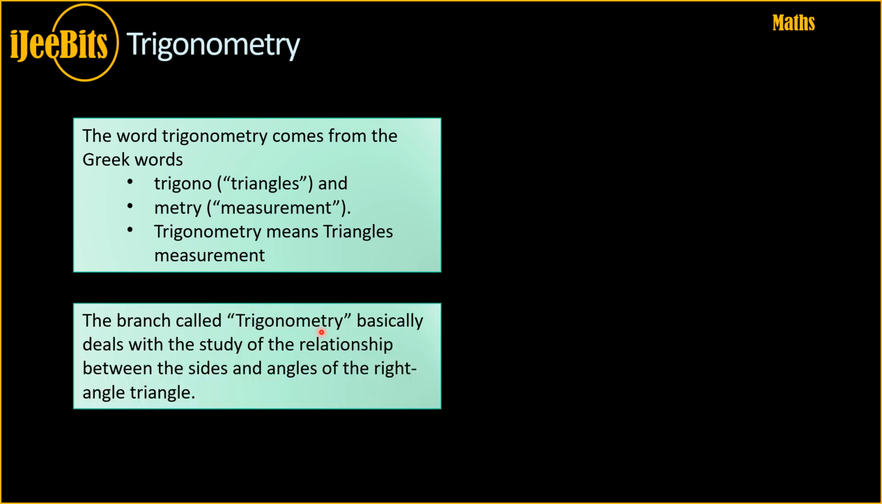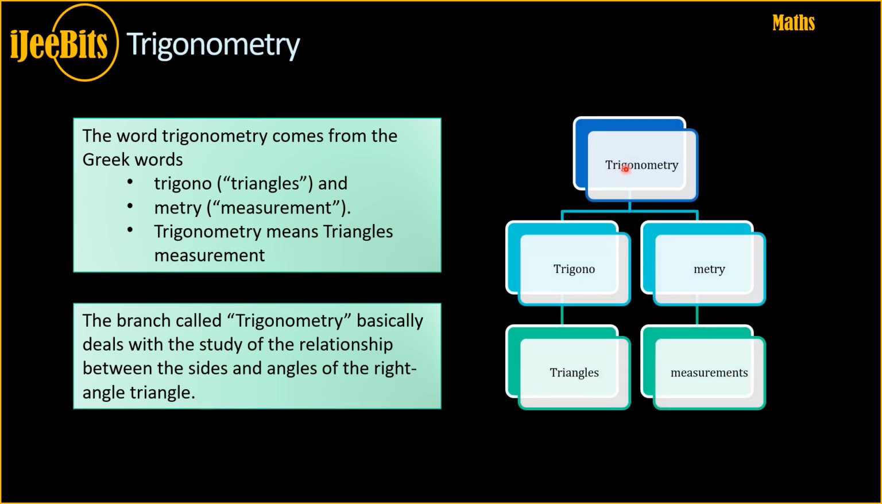The branch called trigonometry basically deals with the study of the relationship between sides and angles of the right angle triangle. If you take a right angle triangle, we know that a triangle has three sides and three angles, isn't it? So the relationship between sides and angles is what we are going to study in detail with the help of trigonometry. In the graphical representation, trigonometry is branched out into two parts: trigono and metry. Trigono means a triangle, metry means measurements. So trigonometry means triangle measurements.